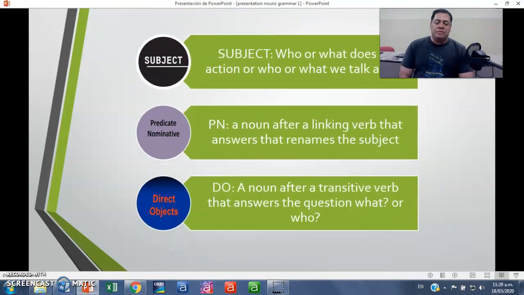So, the first three functions that a noun can have is that of a subject, a predicate nominative, or a direct object. Now, if it is a subject, remember that when we talk about the subject, is who or what does an action, or who or what we are talking about in the sentence. Bear in mind that the subject does not always start the sentence. We don't identify the subject of a sentence by position. We identify the subject of a sentence by the verb.